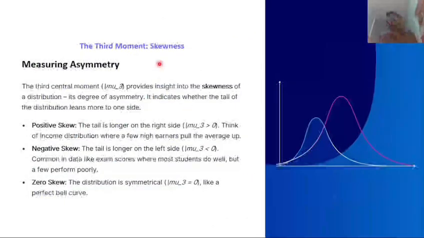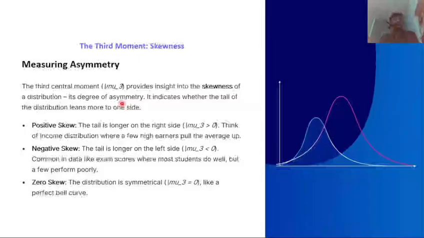The third central moment gives the skewness, a measure of asymmetry. The third central moment is denoted by mu 3. It provides the skewness of the distribution function and its asymmetry. It indicates whether the tail of the distribution function is on one side or the other. Positive skewness gives a longer tail on the right side, when mu 3 is greater than 0, as in an income distribution where a few high earners push the average up.